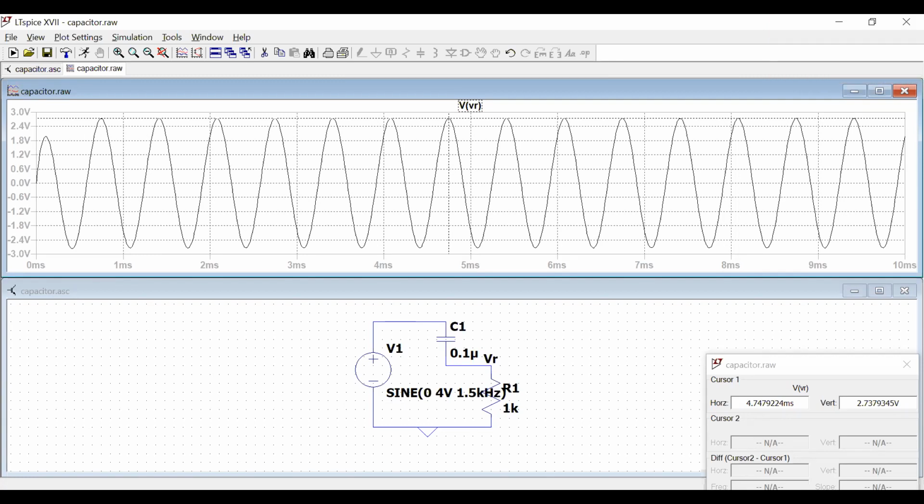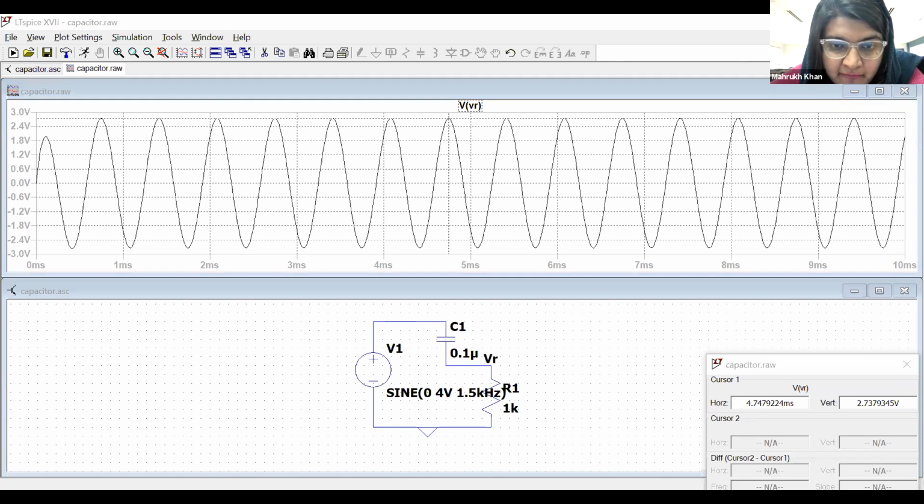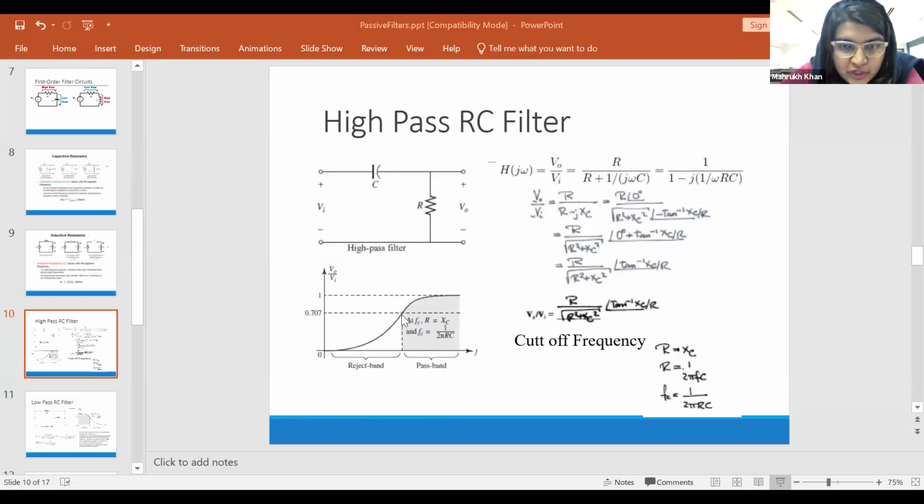Yeah. And your graph should look like what we have seen, like this V naught over VI, which you are seeing in slide 10. Let me share it again. So your graph should look like this, in which this point should be 1.5, whatever you are seeing here. This 0.707 is your cutoff frequency. Other than that, this pass band will show you that it passes the frequencies after that.